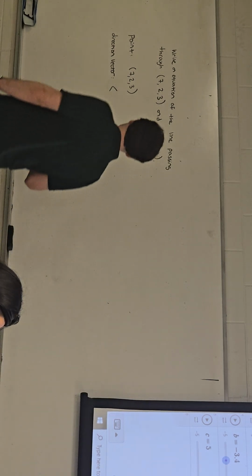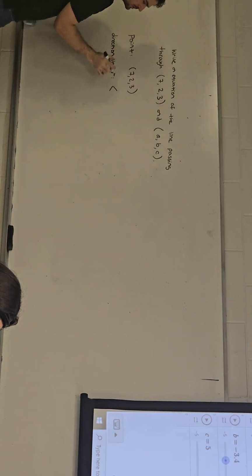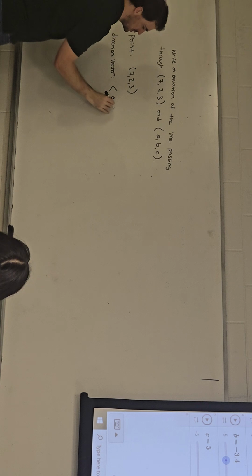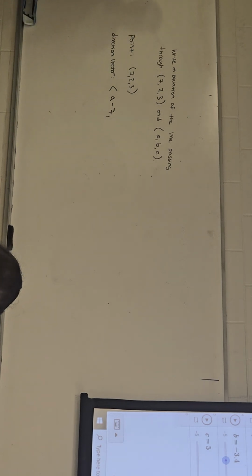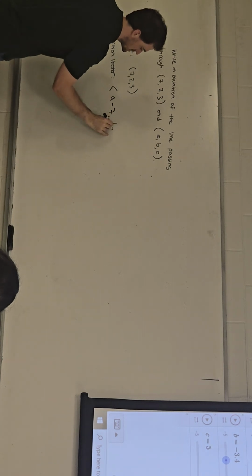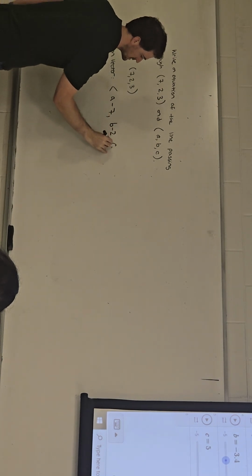So to find the direction vector, we can do final minus initial, but you can still just write it as a minus 7, b minus 2, c minus 3.